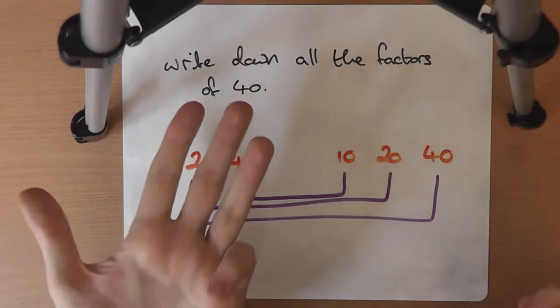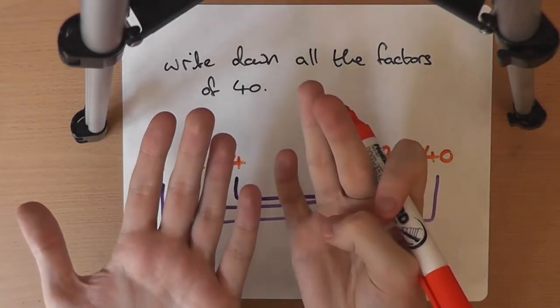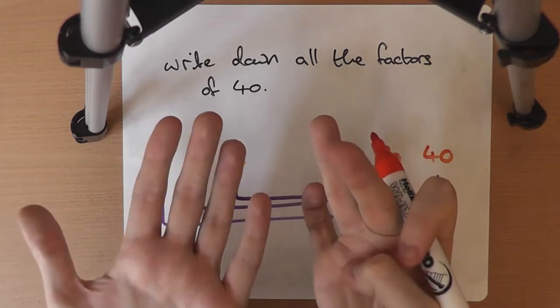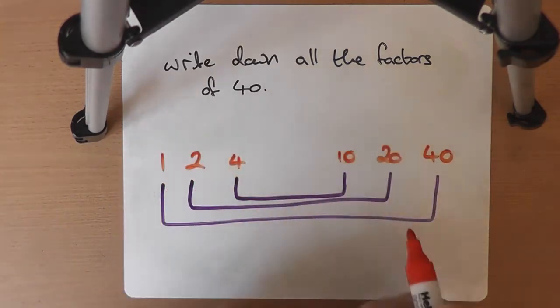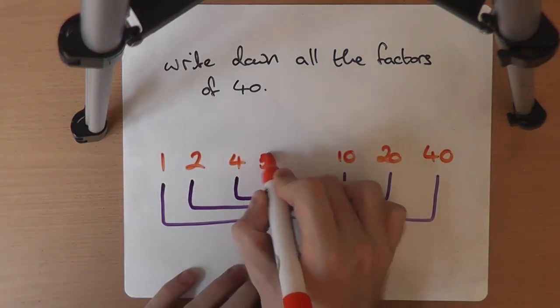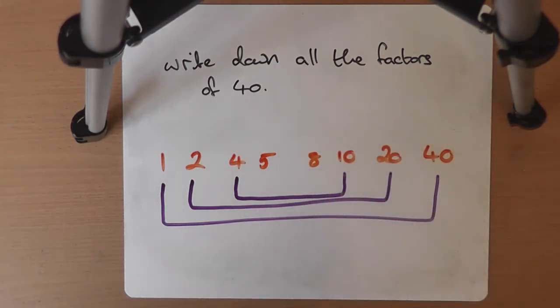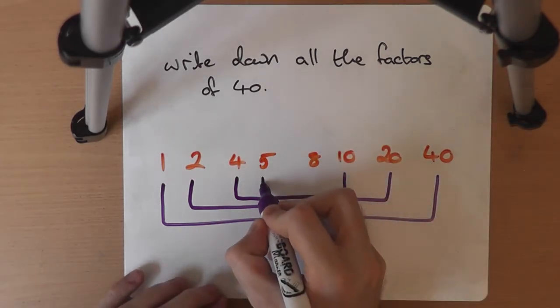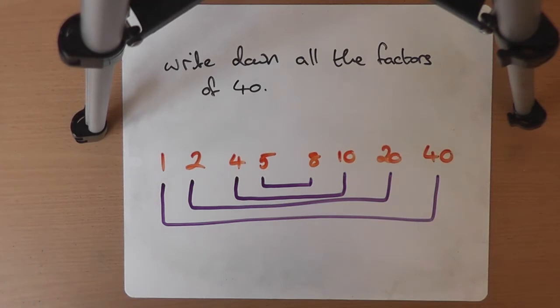5, 10, 15, 20, 25, 30, 35, 40. Yes. 5 can go on the list, and how many 5s? 8. So 5 and 8 can go on the list. Now we've still got a bit of stuff in the middle. Any factors now must be contained between 5 and 8. We can check the next number up, we can check 6. Well, 6, 12, 18, 24, 30, 36, 42. Not 40 though, so we can't put 6 on.